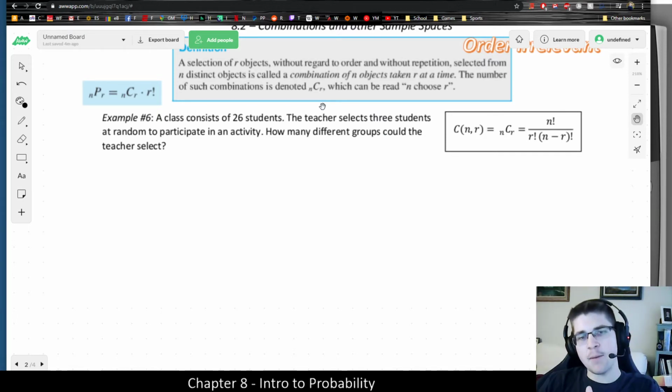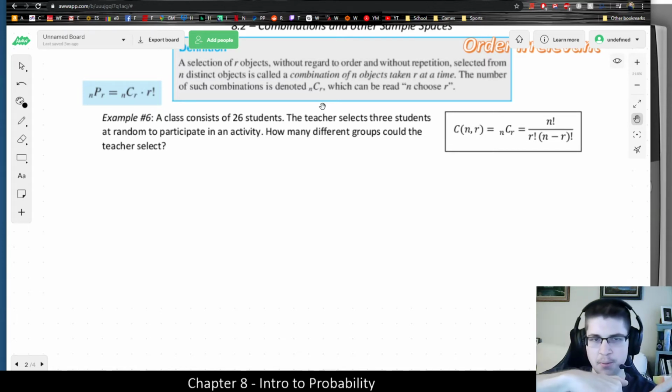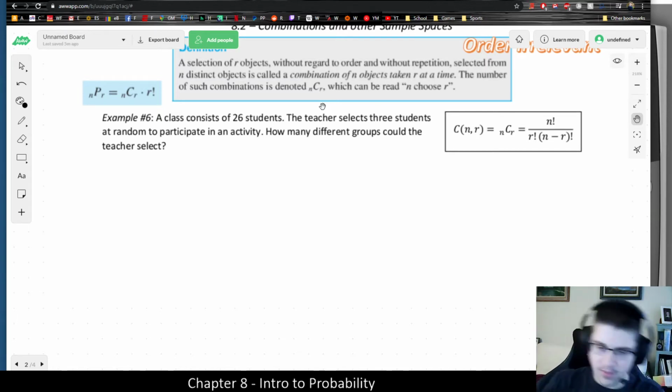So a way I could think about a permutation is I have these boxes, and the teacher is placing one student in one box, a different student in another box, and a third student in a third box, where those boxes are individual different things. Here, it's not really like boxes. It's like a larger group of 3 students, and the teacher's trying to pick 3 people to go in the group.